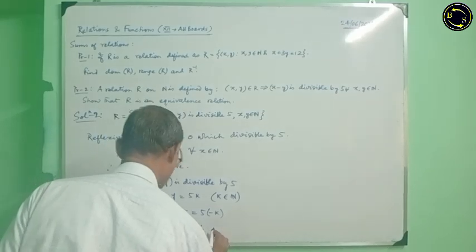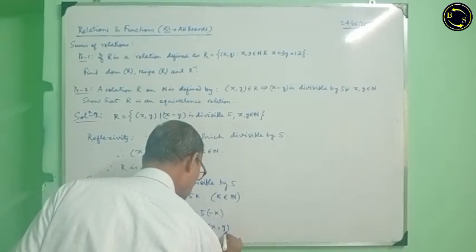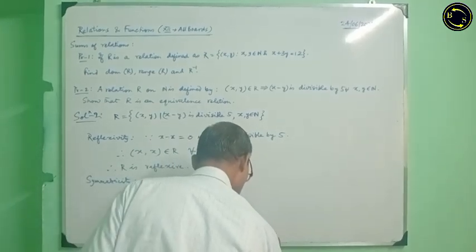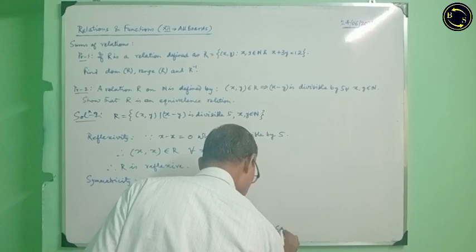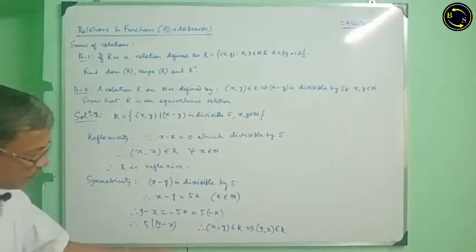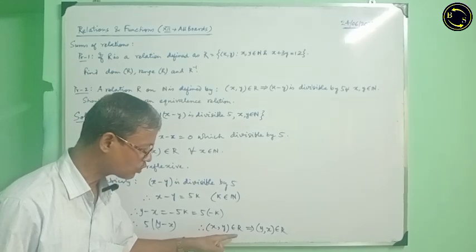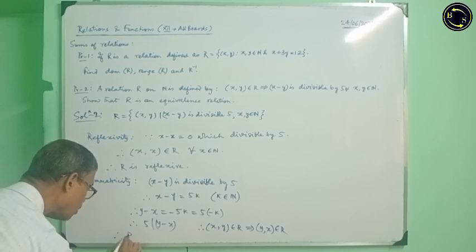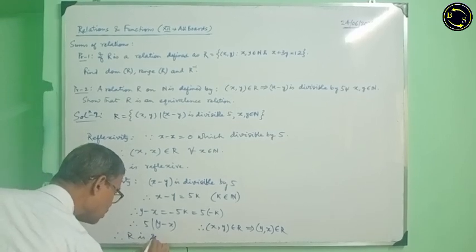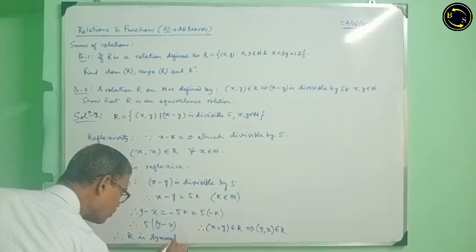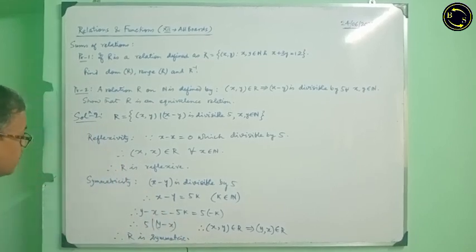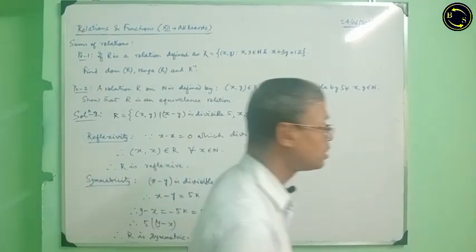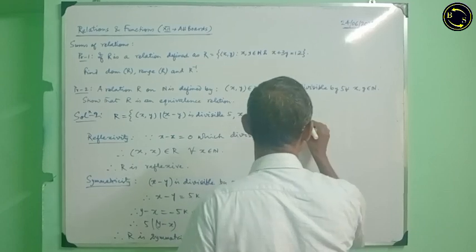Therefore, as per definition, (x, y) belongs to R, (y, x) belongs to R. Therefore, R is symmetric. Thus, we have verified reflexivity and symmetricity. Then, transitivity.